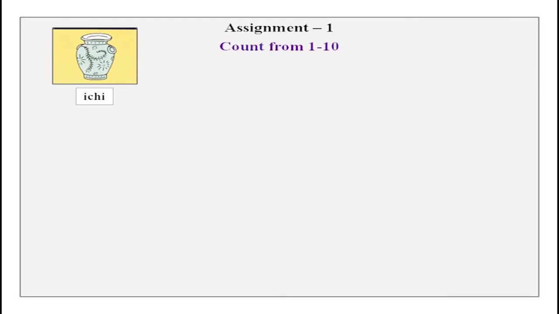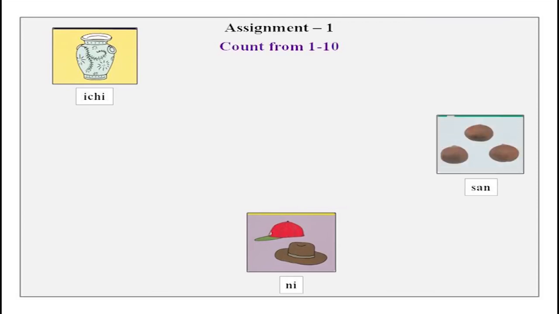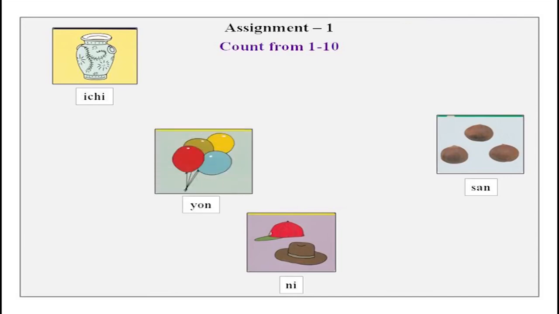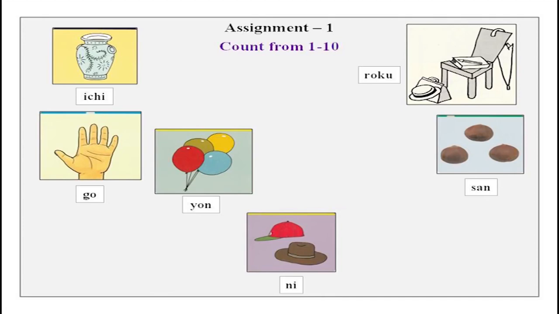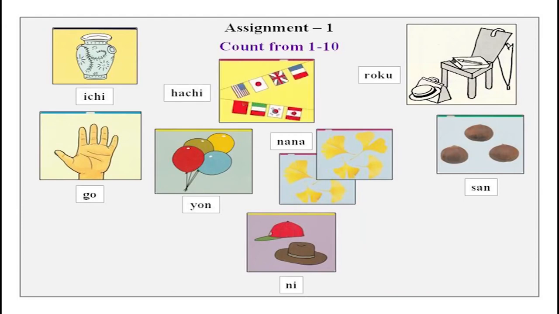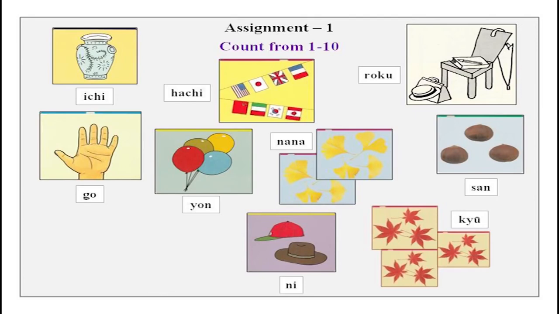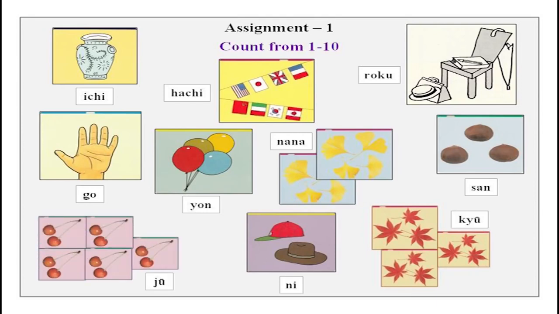Ichi, as you saw, was already there. Ni. San, yon, go, roku, nana, hachi, kyu, ju. So we are not naming the objects shown here. We are just counting from 1 till 10.